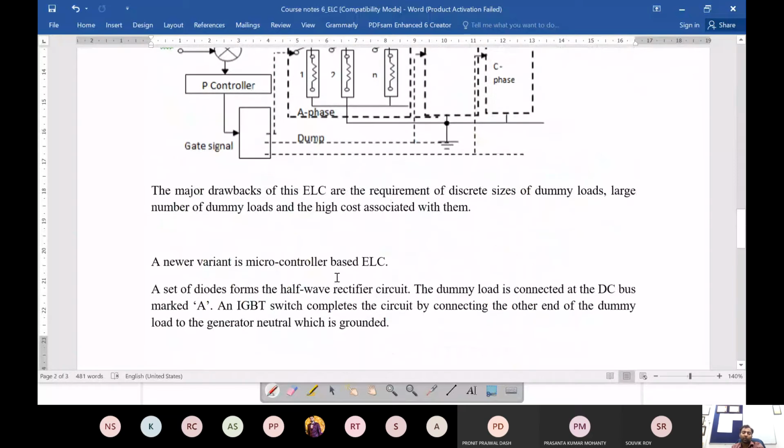But the new proposed one is basically the microcontroller based ELC. And as you can understand, microcontrollers are better in terms of technology and upgrade you can think of. They have not been very popular conventionally, but with increasing availability and dropping cost, this will probably be more preferred.